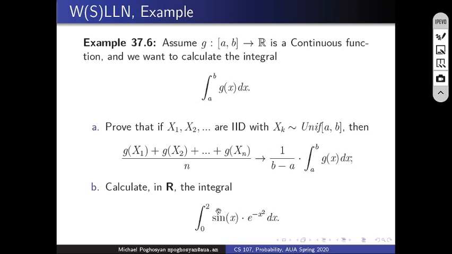Okay, so the next example is the following. Assume g is a continuous function defined on [a, b], and we want to calculate the integral from a to b of g of x dx. Well, you know some tools, some methods to calculate it explicitly. Assume this is some function you cannot calculate by hand.